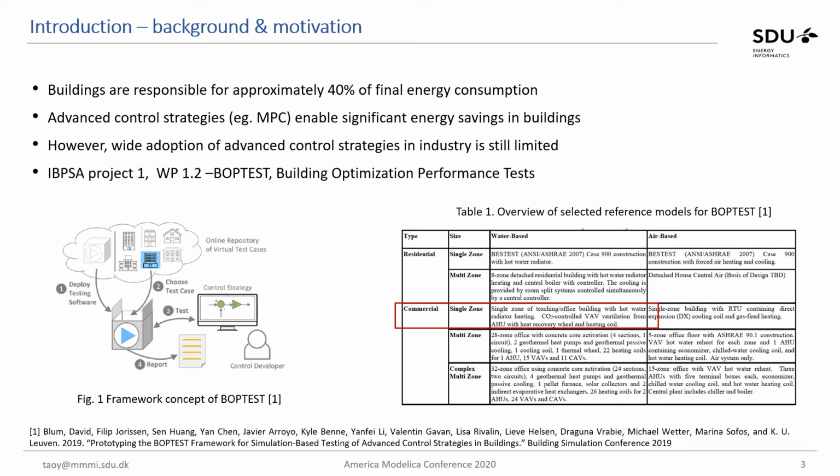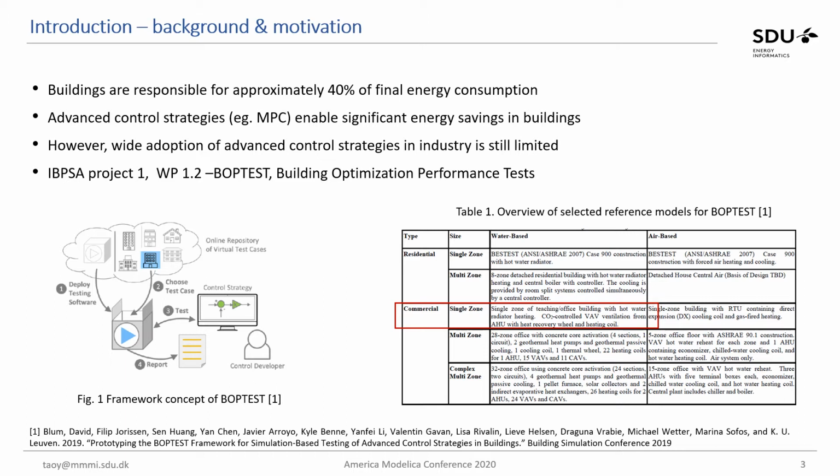Those barriers could be the performance risk and the installation cost. For instance, what if the advanced control strategy doesn't perform as we expected? So in this way, it might be good to have a test bed, a platform that can test our advanced building control strategy before it is finally implemented in real buildings.